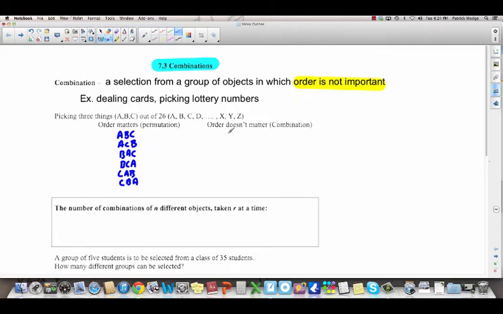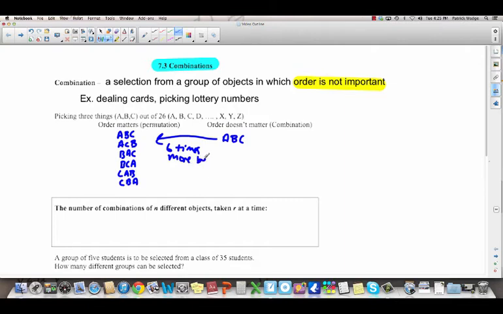If order doesn't matter, then what would it be? Well, it'd be ABC. You could write it in any one of those ways, but it's all the same. These are all the same as each other if order doesn't matter, right? If you're getting dealt cards and each card had a letter of the alphabet, whether you got dealt ABC or ACB or BAC, it's all the same because order doesn't matter. So how many more options are there in the permutations than in the combinations? There's 6 times more. There's 1 here, there's 6 here.